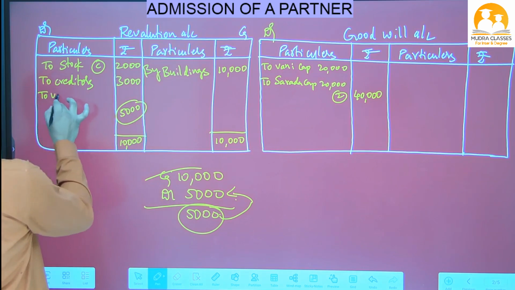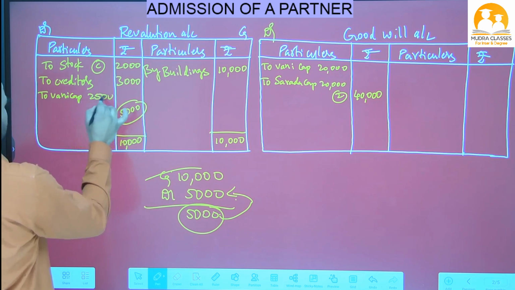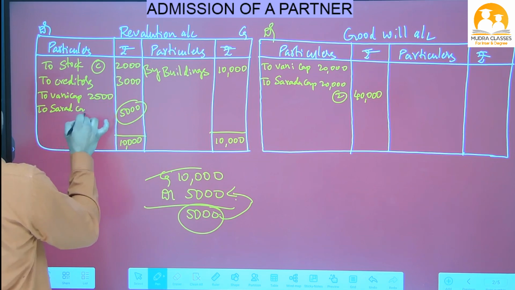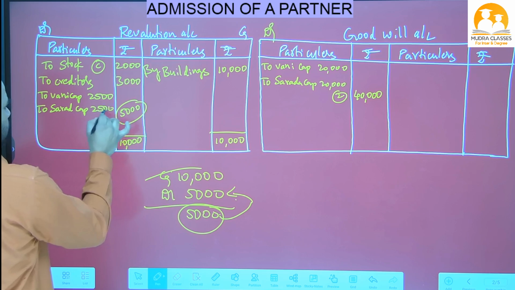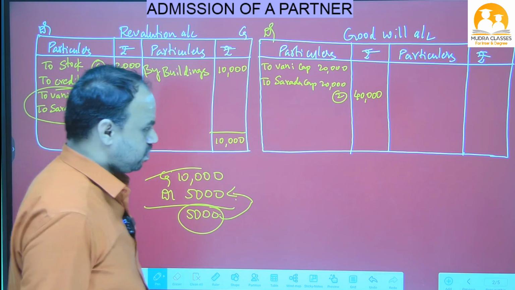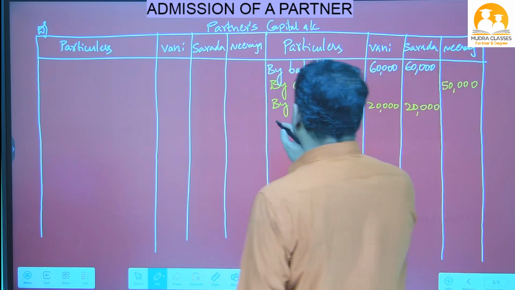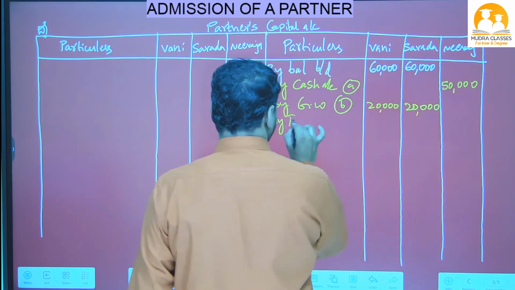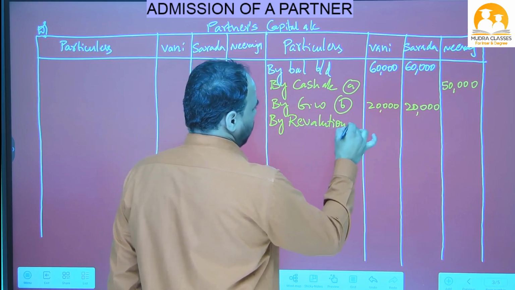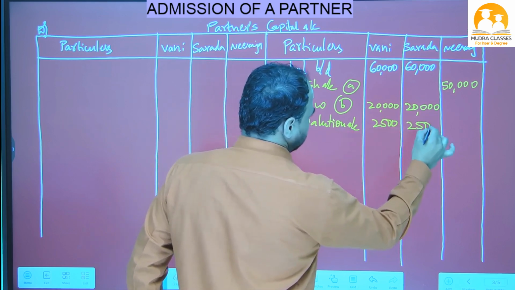So who are the old partners here? Vani. So Vani capital account 2,500. Similarly, who is the other partner? Sarada. So Sarada capital account 2,500, because they are sharing profit and losses equally. This profit we have to transfer to partners capital account, Nana. In partners capital account credit side we have to write by revaluation account. So from revaluation account we got profit 2,500 by Vani and 2,500 by Sarada.